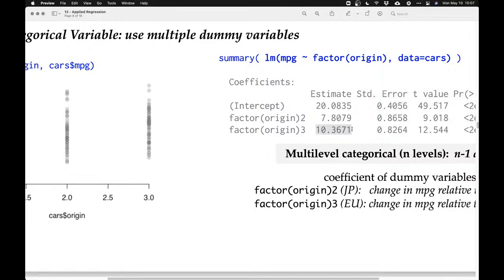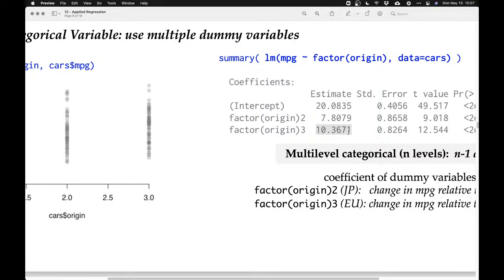All right. What is this one telling us? Factor origin 3. This is telling us that having a Japanese car gives you this much more fuel efficiency than having an American car.